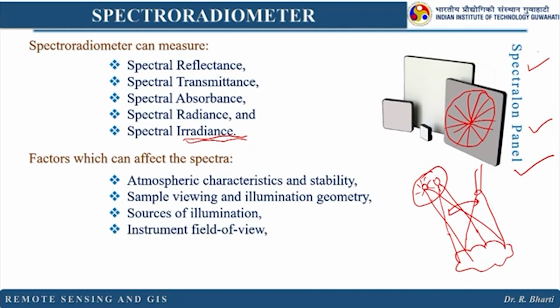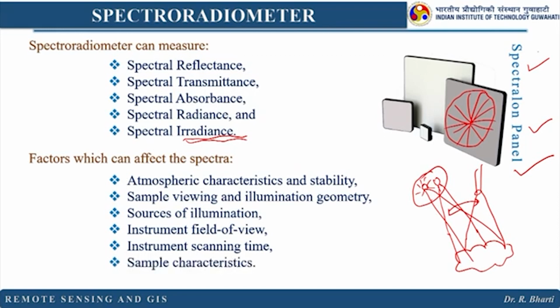Then the instrument field of view. You should not change the field of view of your fiber optic cable within or between the measurements, right. Instrument scanning time. Scanning time is the sampling rate. So, if you are using 100 samples per second, then it should be consistent throughout the measurement.